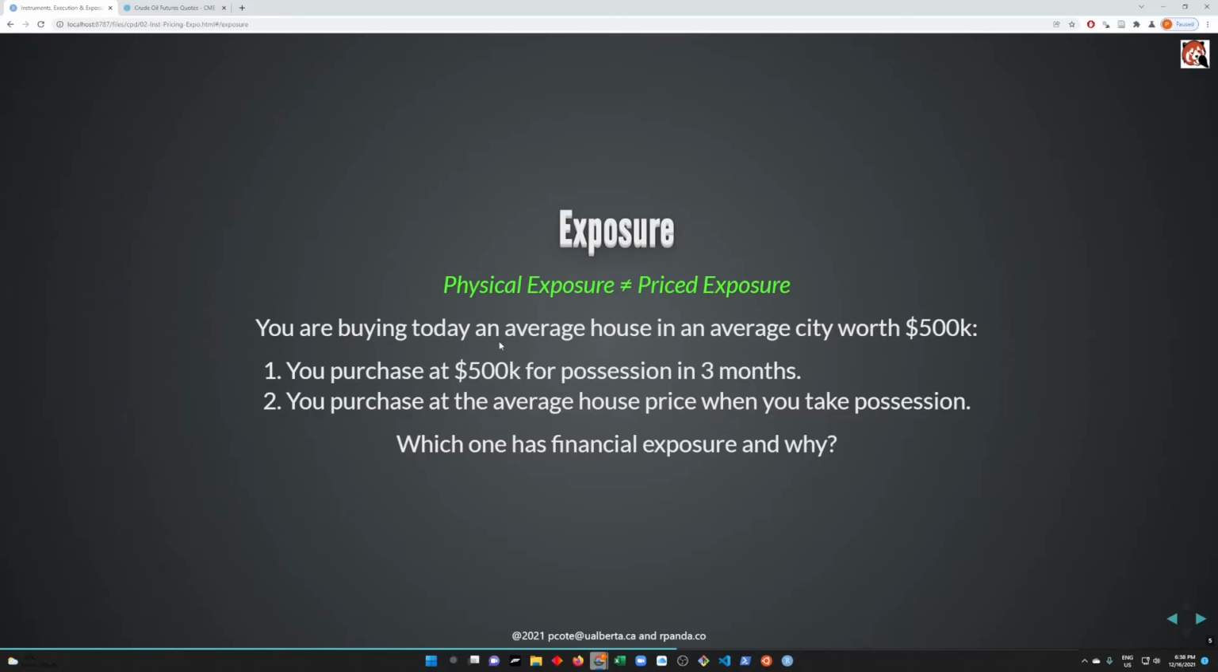Whereas in option two, the price of the house according to our contract will be the same as the market value of the house. Therefore, if prices move to $1 million, we pay $1 million in 3 months' time, and then we sell it back for $1 million. So therefore, we have neither made nor lost any capital through that transaction.